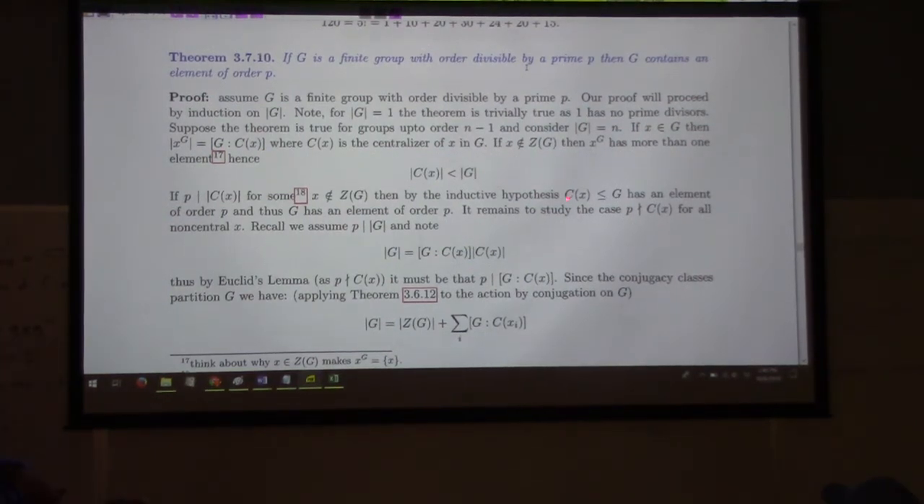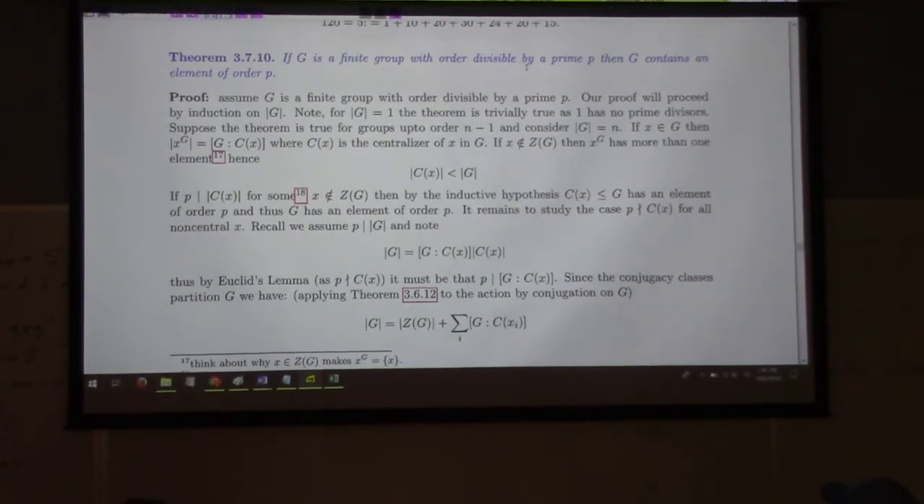So if we have x in G, then we can look at x to the G, which is the conjugacy class of x, right? Remember that the orbit is as big as the index of the stabilizer, which in this case is the centralizer of x. So the size of the conjugacy class is equal to the index of the centralizer, all right?